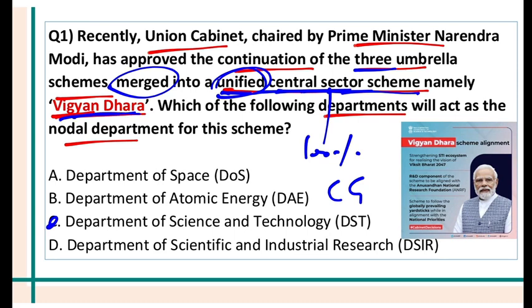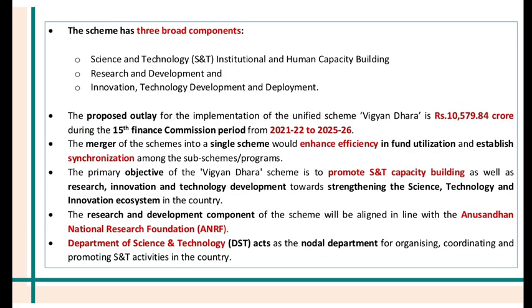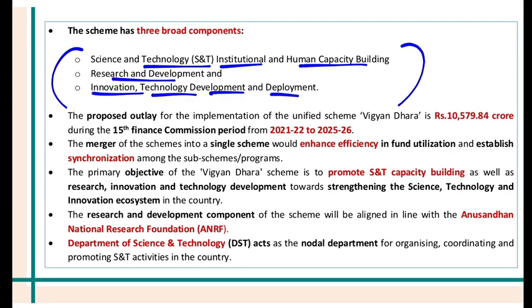So what is Vigyan Dhara and which are the 3 schemes they were running? One scheme was for science and tech, institutional and human capacity building. Second one was for research and development. And the third one was for innovation, technology development and deployment. And yes, the work will remain the same, but instead of 3 different schemes, we now have just one scheme, Vigyan Dhara. And how much money will be spent in Vigyan Dhara?